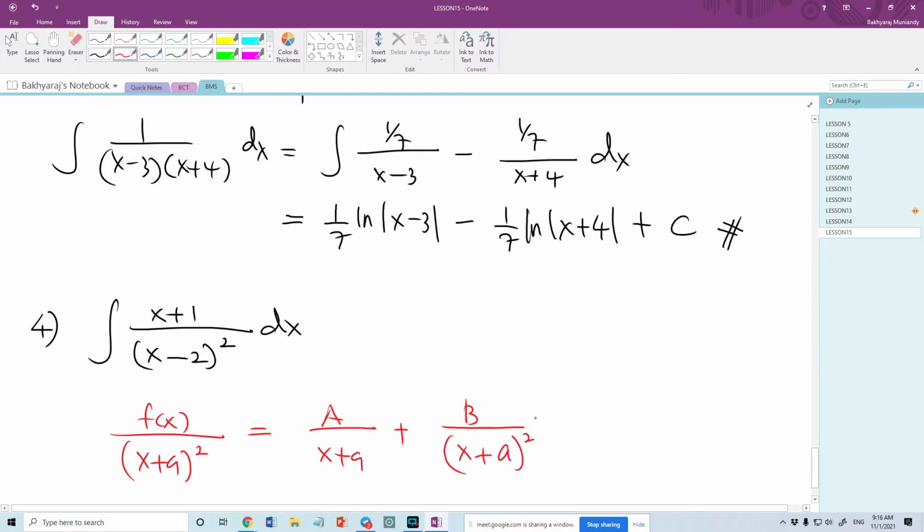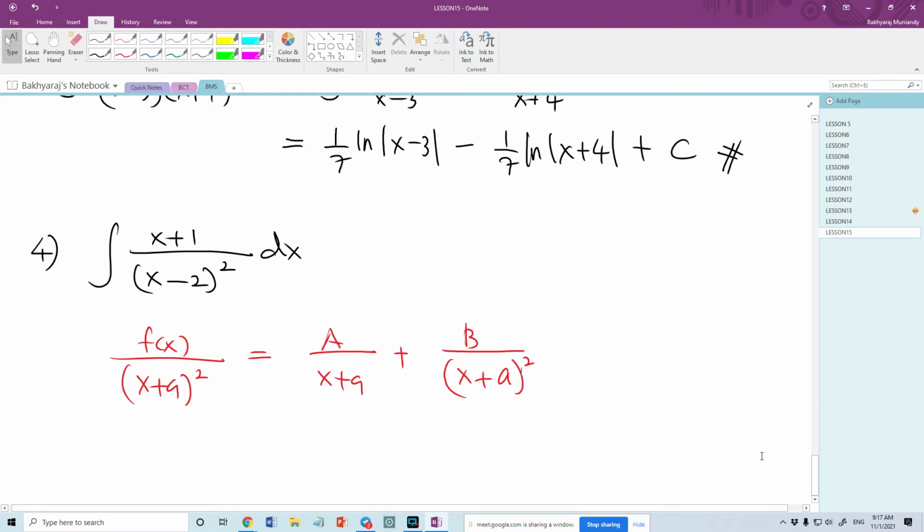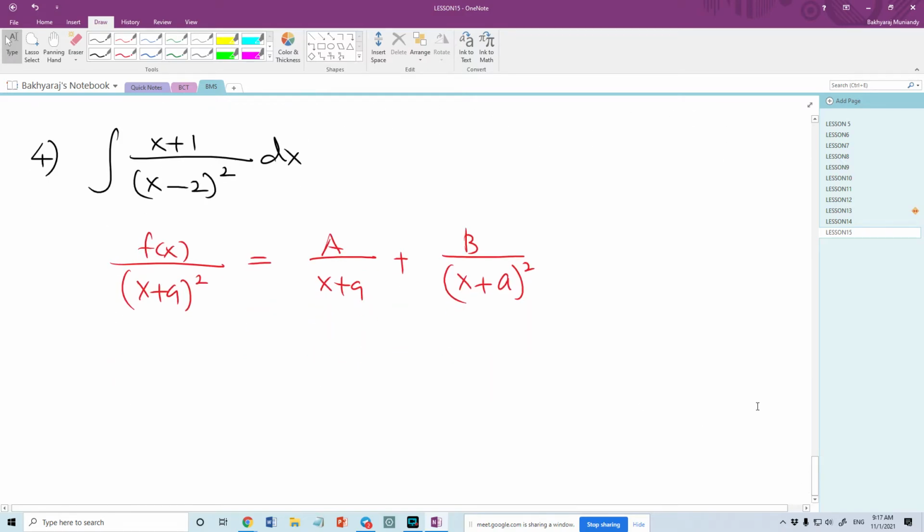Okay, a square. You see, you got the same number. You got x plus a, you got x plus a square. So the number is 2 times, and you got a, you got b. So we need to solve. Again, you have 2 split function. Okay, now I go for the partial fraction of this number 4 question.